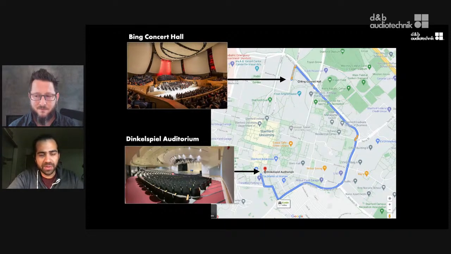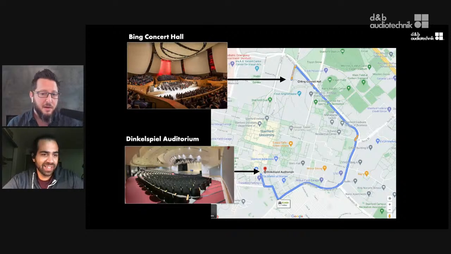And how do you make the second space better? You could try to make it actually sound better acoustically, with better tiling, better wood. And that gets expensive. And we had a directive that I couldn't do that, to cut it off at the knees. Right. And in a place like Dinkelspiel, you would never get an RT, a reverb length, like Bing Concert Hall.